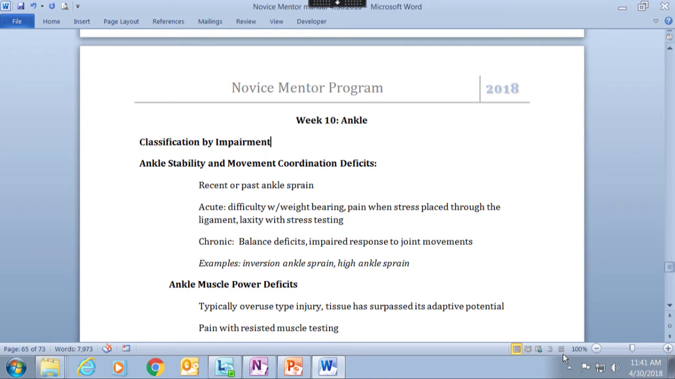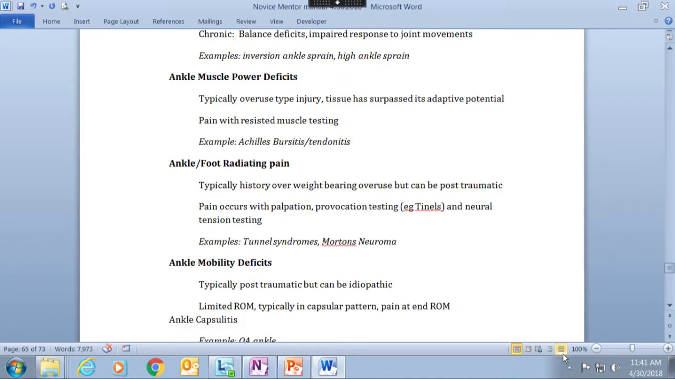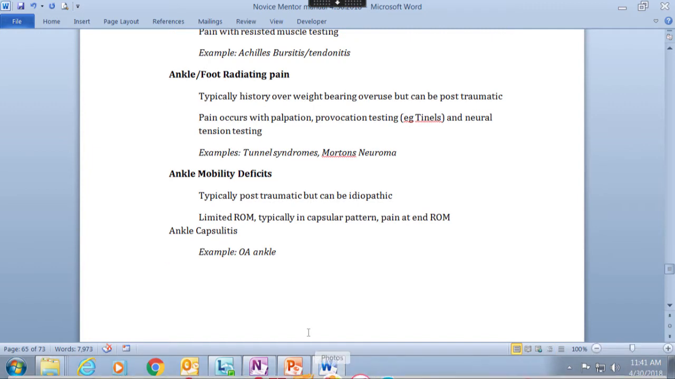Okay, week number 10, ankle. As with each week, we're going to start with classifications. We're going to do ankle stability and movement coordination deficits, which is more like an ankle sprain. Muscle power deficits, which is more of a tendonitis or a bursitis. Ankle foot radiating pain, which is more of a tunnel syndromes, tarsal tunnel, Morton's neuroma. And then ankle mobility deficits, which is more post-traumatic or an OA ankle.